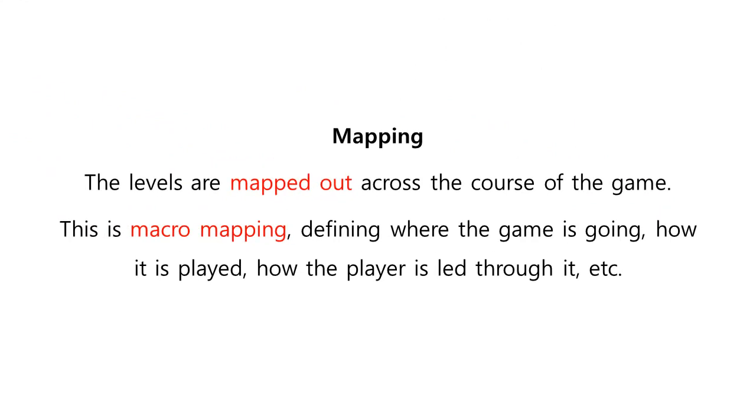Another process in the pre-production stage is mapping. Here, the levels are mapped out across the course of the game. This is macro mapping, defining where the game is going, how it is played, how the player is led through it, and more.